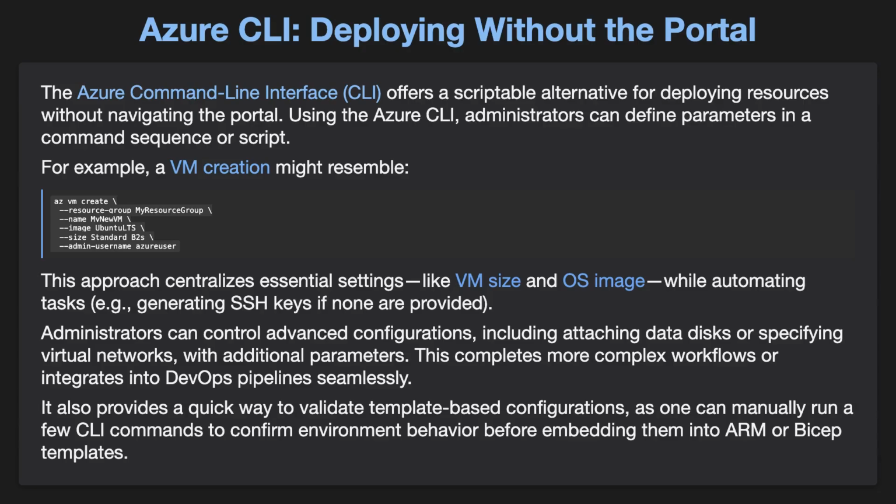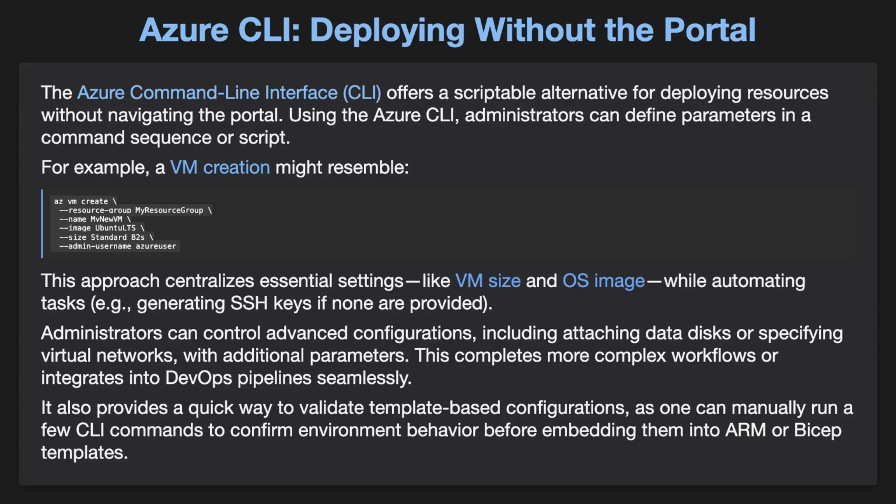The Azure Command Line Interface, CLI, offers a scriptable alternative for deploying resources without navigating the portal. Using the Azure CLI, administrators can define parameters in a command sequence or script. For example, a VM creation might resemble: az vm create --resource-group myResourceGroup --name myNewVM --image UbuntuLTS --size Standard_B2s --admin-username azureuser.